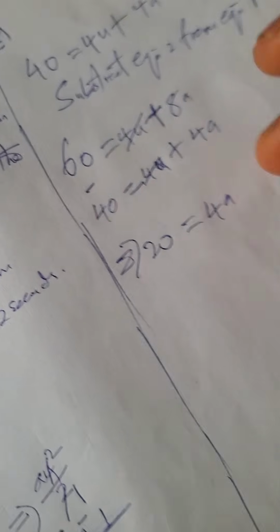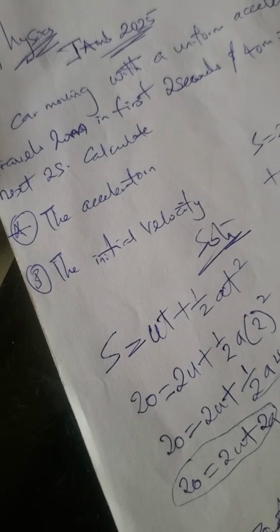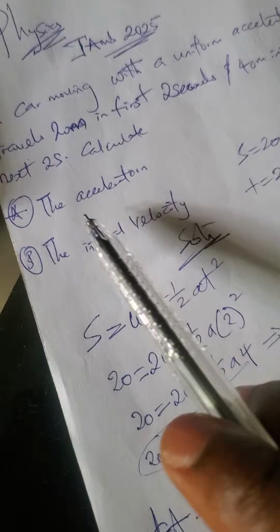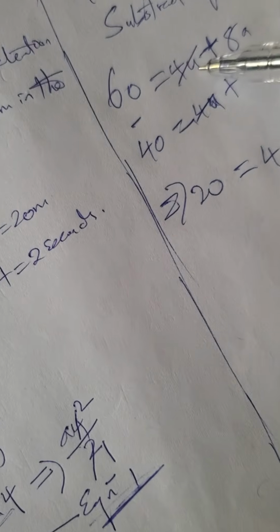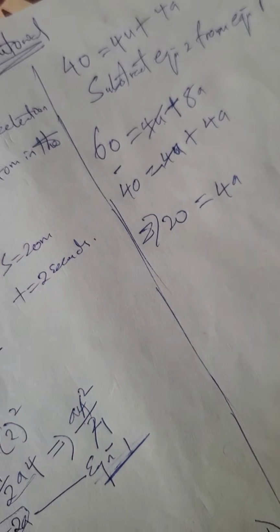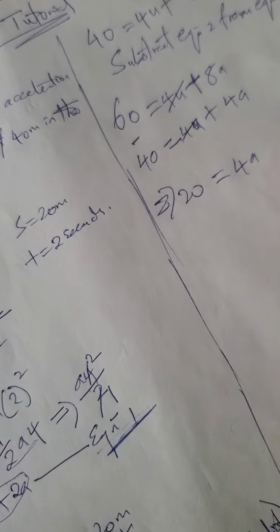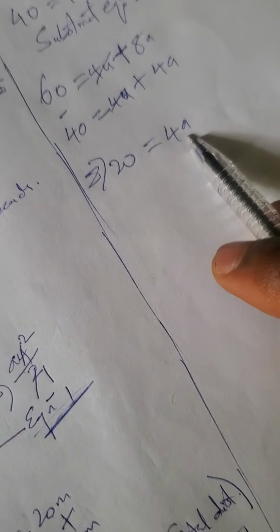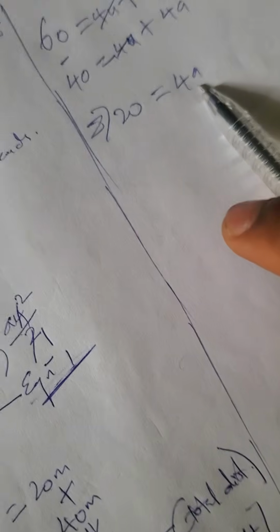What are we leading to? We are leading to solve for a, the acceleration. So after all this, we are leading to solve for the acceleration. We've eliminated the initial velocity, which we are not looking for here. So now we are left with 20 equals 4a. So we are on the road to find the acceleration. Do you understand me? This is how a Jamb question is, and this is a 2025 Jamb physics question.